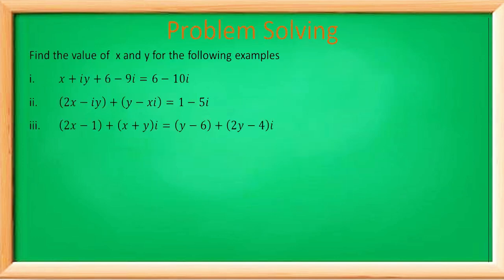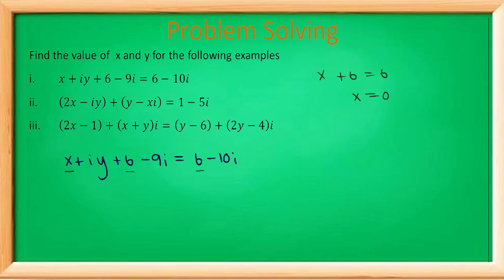So let's look at some examples. We need to find the value of x and y for the following. Our first question: we have x plus iy plus 6 minus 9i is equal to 6 minus 10i. What we can do is deal with the real parts and the imaginary parts separately. The real parts are x plus 6, and that's equal to 6. So we say x plus 6 equals 6. Therefore, x is going to be equal to 0.